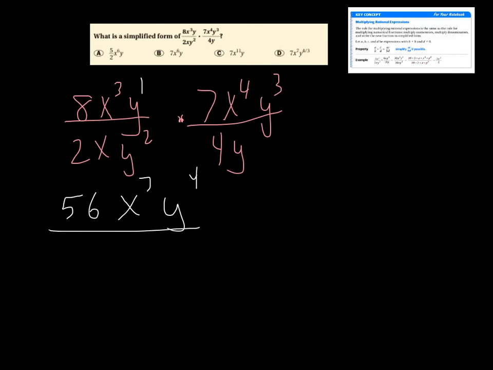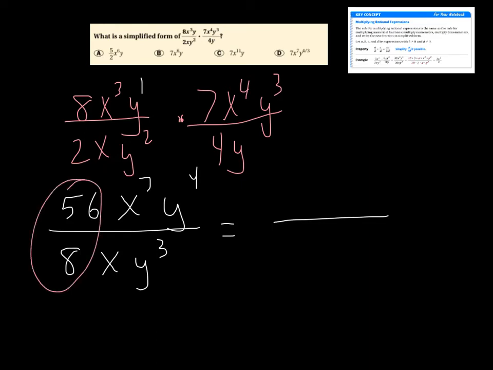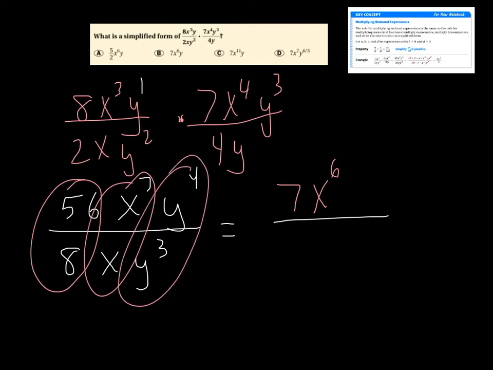Clean up the bottom, press pause. Did you get 8x y to the third? All right, well now let's start cleaning up things one at a time. When we reduce 56 over 8, we get 7 over 1. When we reduce x to the 7th over x, remember our exponent rules call for subtraction, I get x to the 6th. And when I reduce y to the 4th over y to the 3rd, I get y. No need to put a 1 on the bottom, it's sort of understood, but I think it's easiest to just look at 7x to the 6y, and it looks like choice B was our answer.